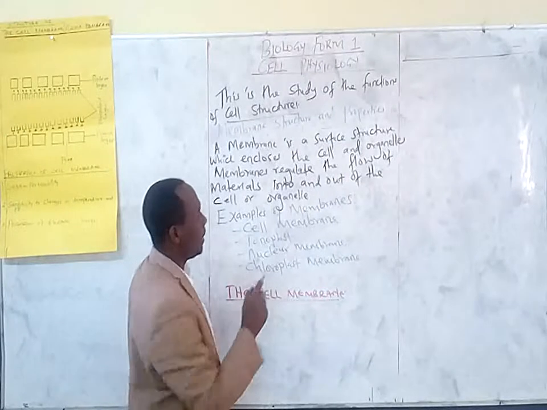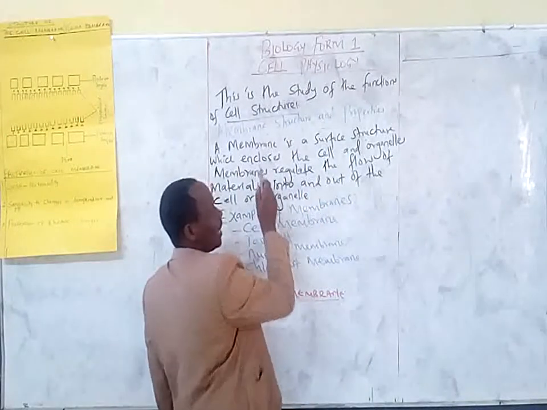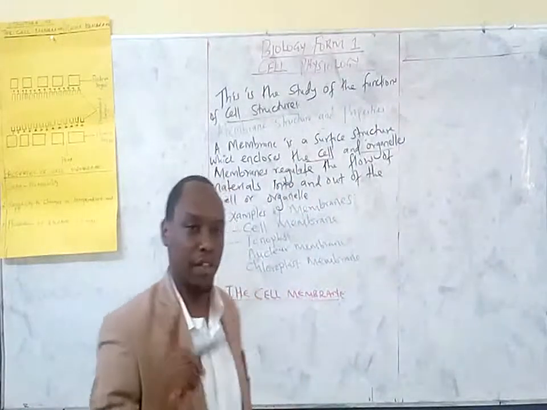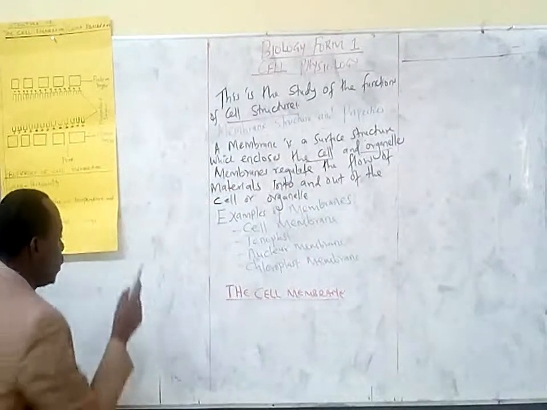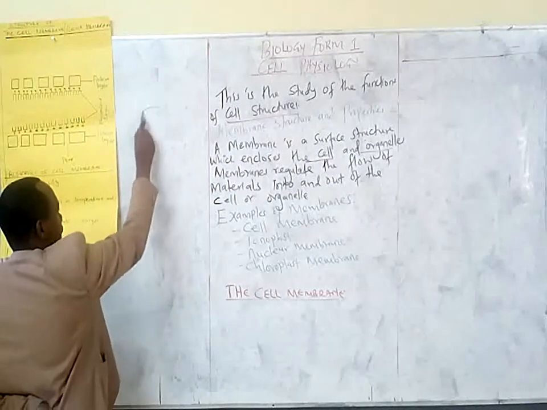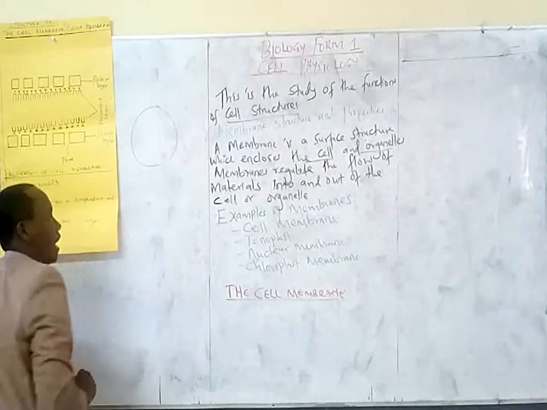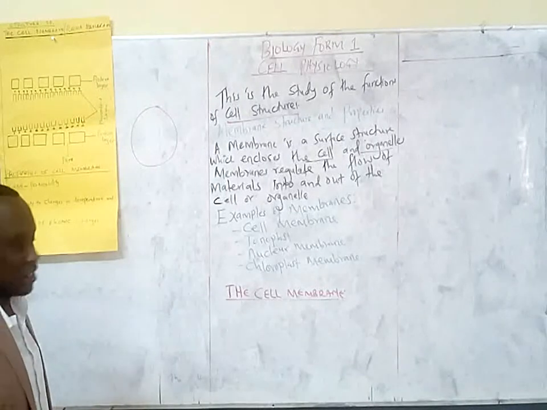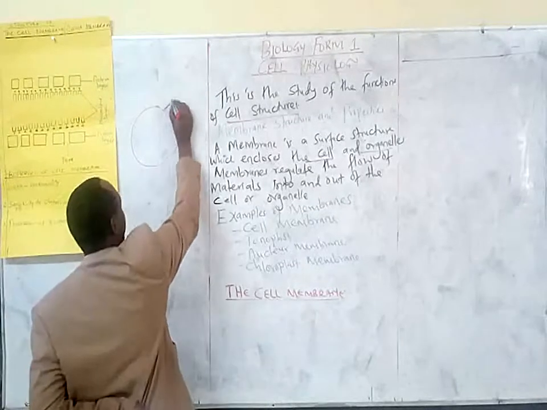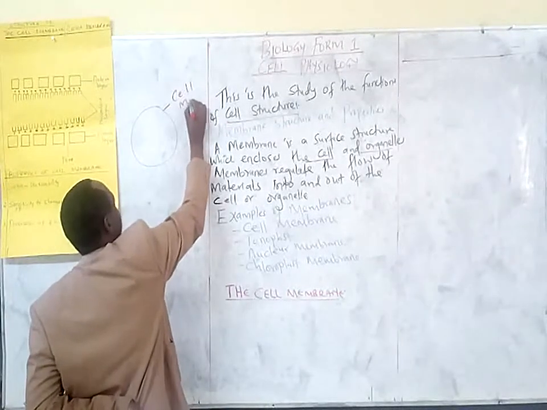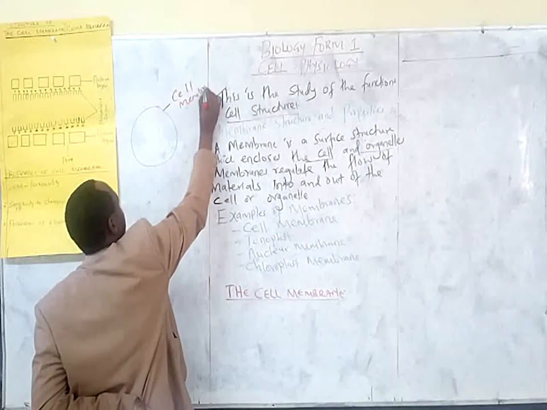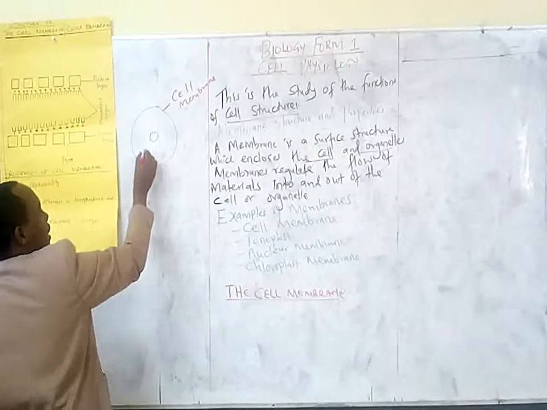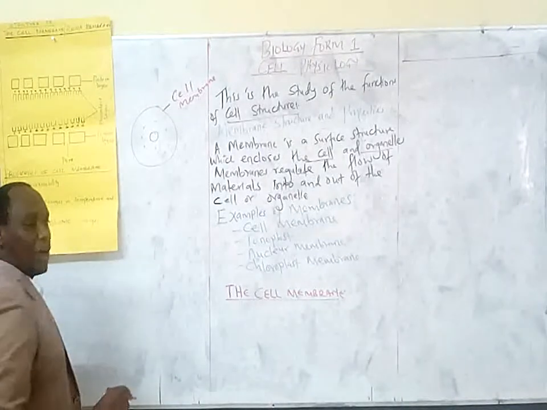membrane. A membrane is a surface structure which encloses the cell and the organelles. Look at this. We may have an animal cell. It may have a membrane that surrounds it, which is called the cell membrane. It has a nucleus inside. This is the cytoplasm inside here with other organelles.